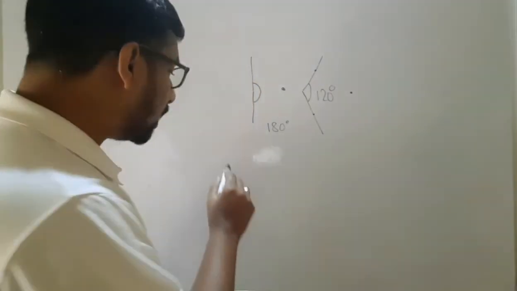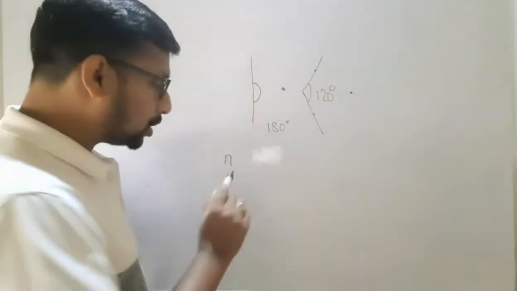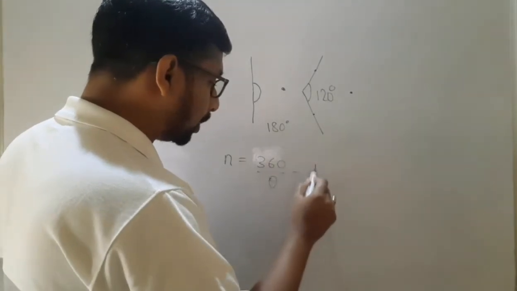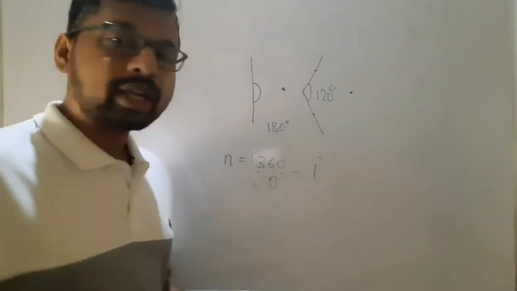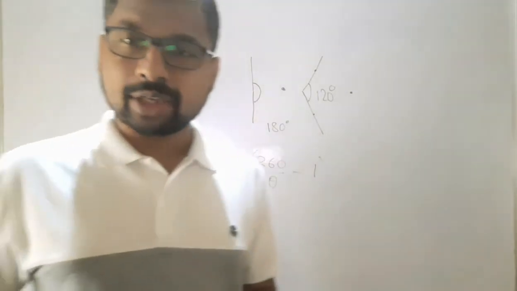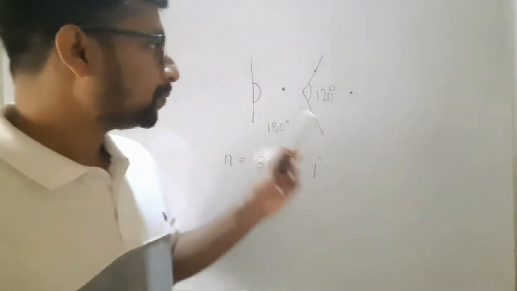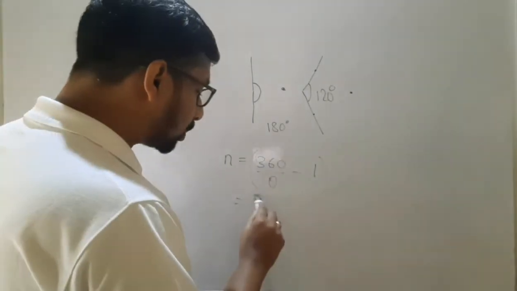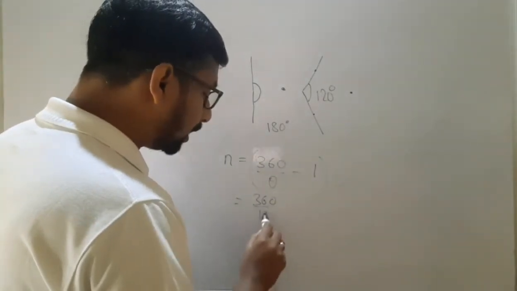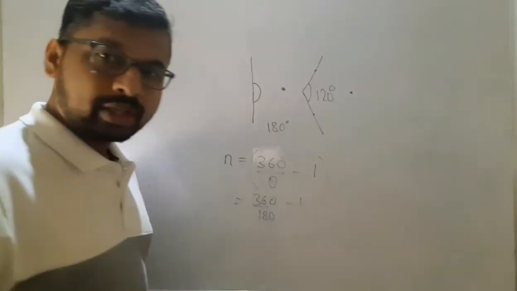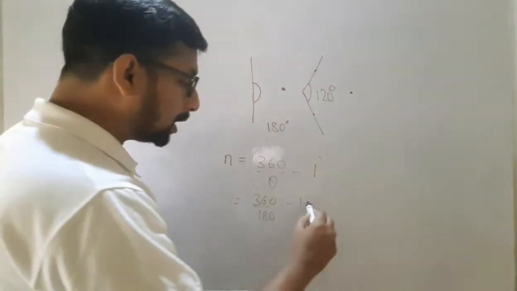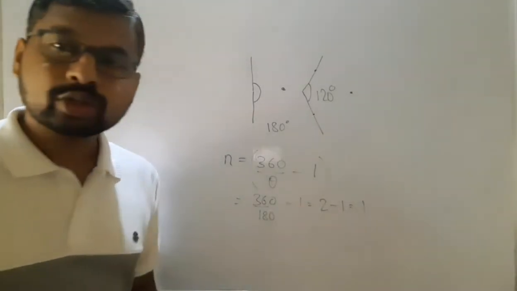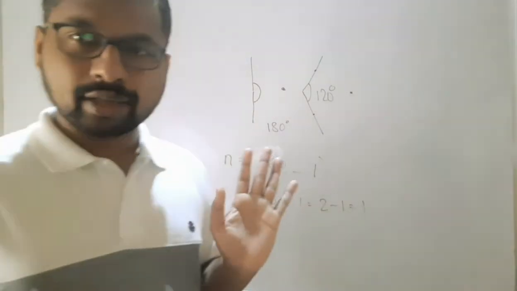So the formula is, if n is the number of images, then n is equal to 360 divided by theta, minus 1. Okay, this will give you number of images. Now we will cross check whether it is true for these angles. Let us see. 360 divided by 180 minus 1. Now 360 divided by 180 is what? 2, and minus 1 is what? 1. So this is true for 180 degree.